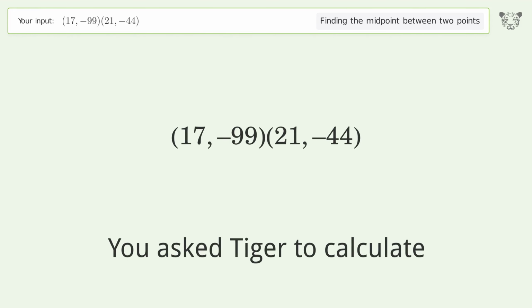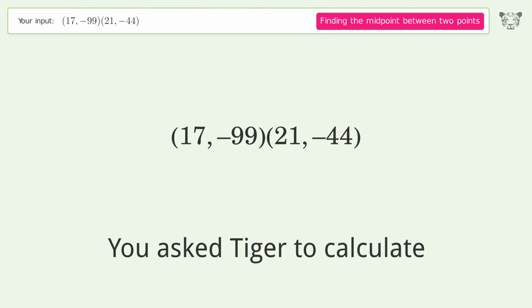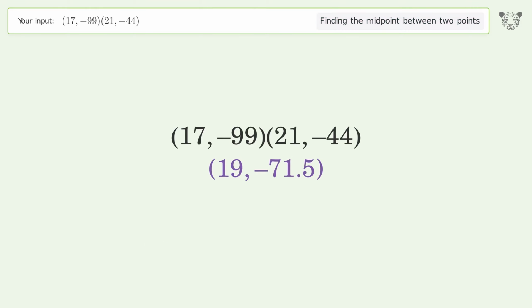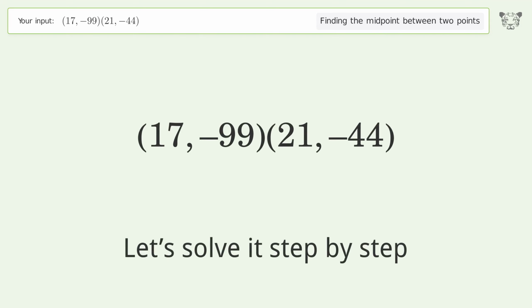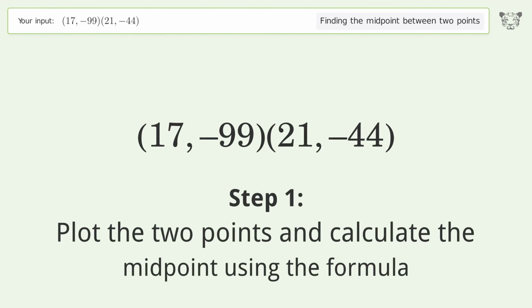You ask Tiger to calculate. This deals with finding the midpoint between 2 points. The midpoint between the 2 points is 19, negative 71.5. Let's solve it step by step. Plot the 2 points and calculate the midpoint using the formula.